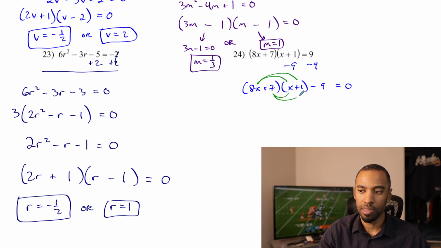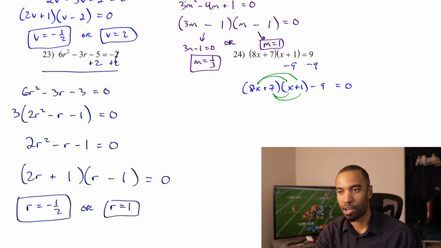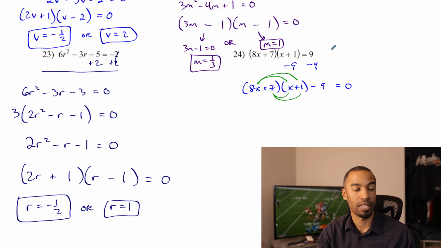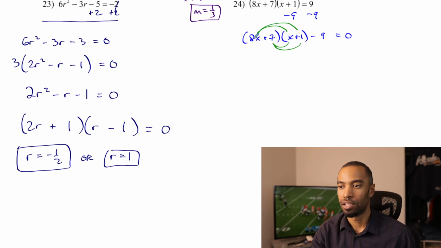We have to actually distribute this out, get that in standard form, combine the negative 9 with anything that we can if possible, and then factor what's there. And guess what? It might be a way different factorization than this. I don't know what it is. I haven't seen it. So I'm going to go ahead and distribute.